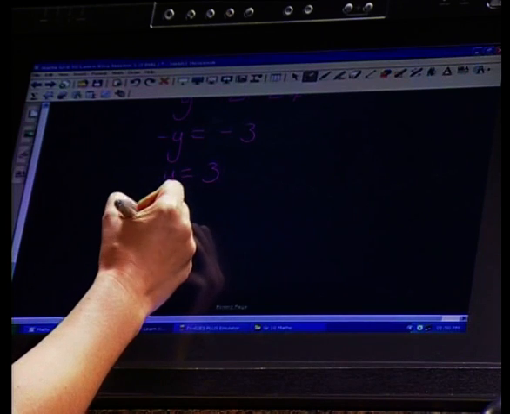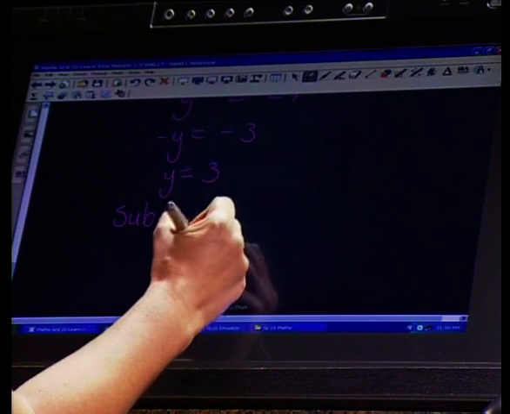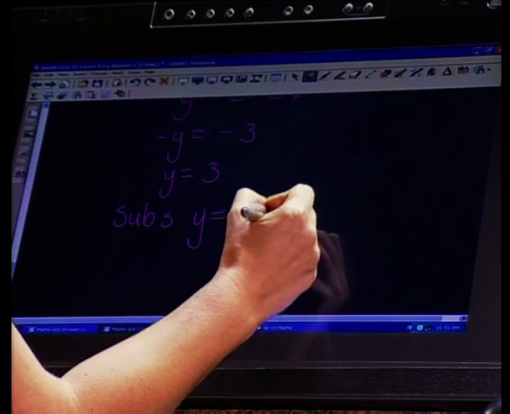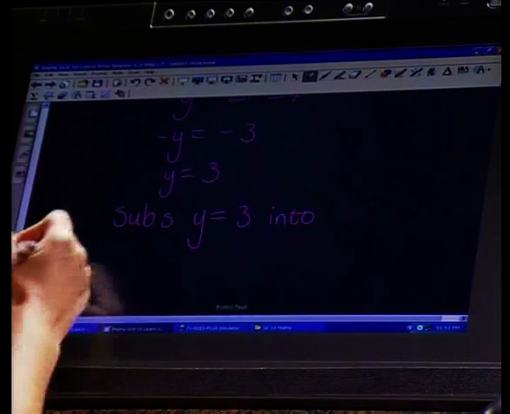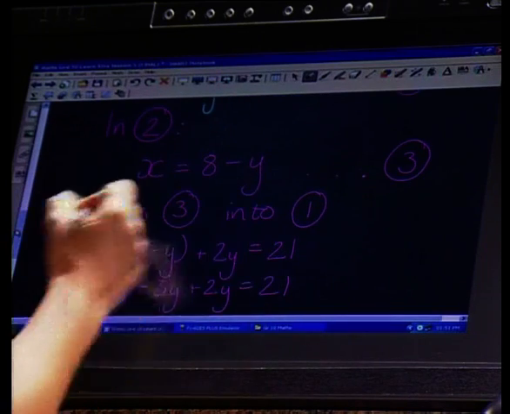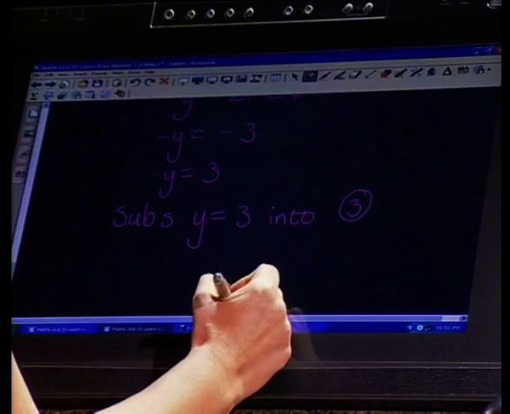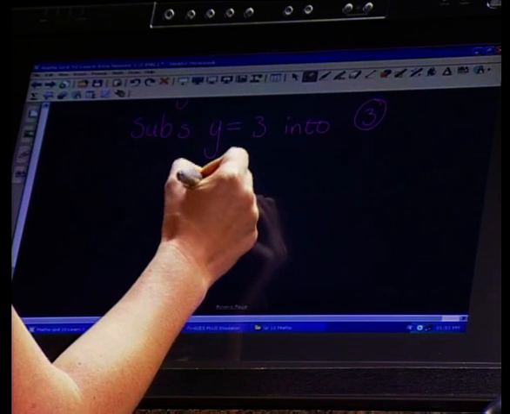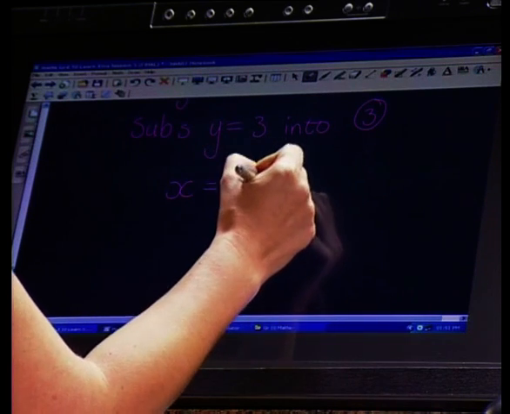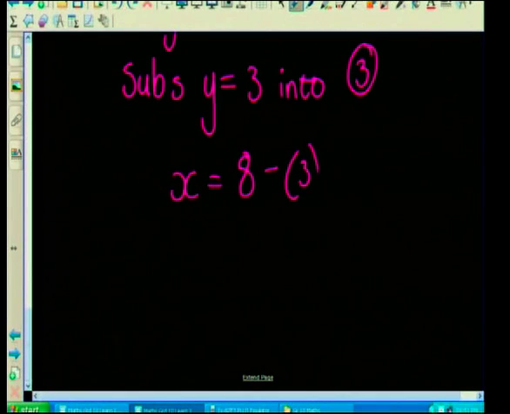Trust yourself. By that stage, you should be familiar with the work. Let's substitute. Remember, you need to tell your teacher what you're doing. So I'm going to write subs y is equals to 3 into, and I always find it easier to substitute it into the third equation. So I'm going to write into 3. And for that equation, it was x is equals to 8 minus y, which is 3, which gives me an answer of x is equals to 5.